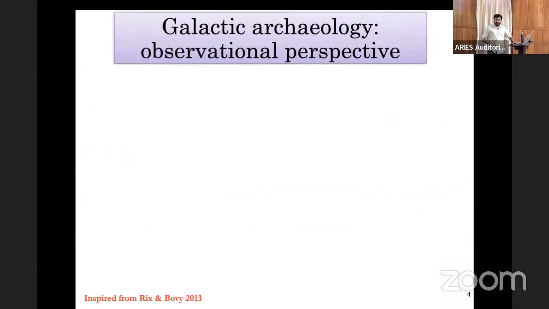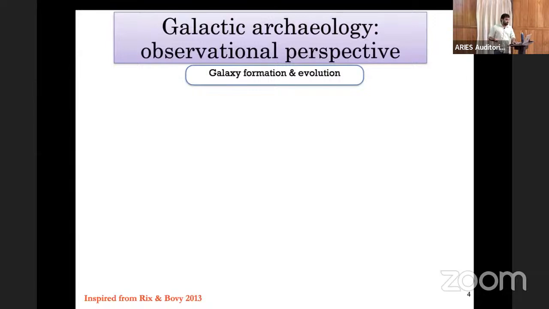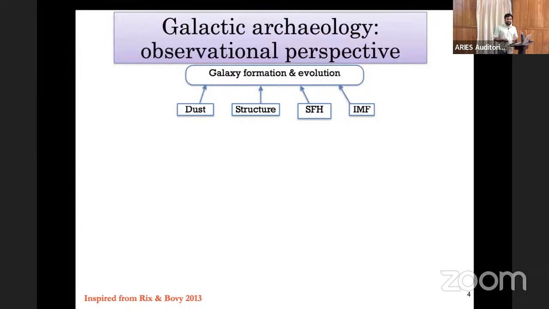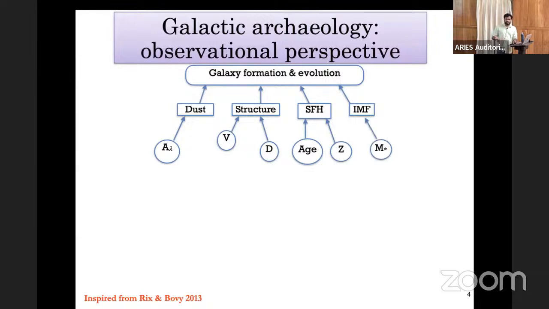From an observational perspective, to understand galaxy formation and evolution, we need to understand the structure of the dust, the structure of the different components, like the thick disk, thin disk, bulge, etc. The star formation history of the different stellar populations that make up these components, as well as the initial mass function. So for the dust, we need extinction in different wavelength regimes. For the structure, we need to identify the velocities as well as the distances of the individual stars that make up these different components. For star formation history, we need the individual ages as well as the metallicity. And for the initial mass function, the mass of the stars.